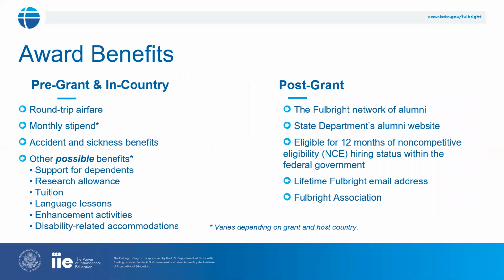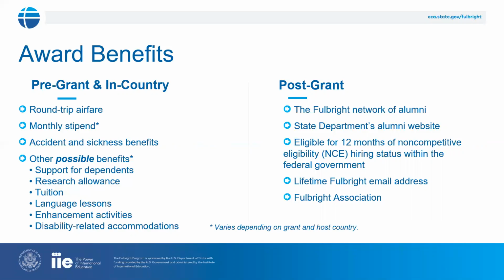What do you get if you receive a Fulbright? So pre-grant and in-country, they certainly do round-trip airfare, so you can get there and back. There is a monthly stipend that varies widely in terms of amount based on where you're located, but it should be enough for you to live off of for the time that you are there. There are accident and sickness benefits, and then depending on the country and the type of grant, there are other possible benefits, such as support for dependents, a research allowance, tuition, language lessons, etc.